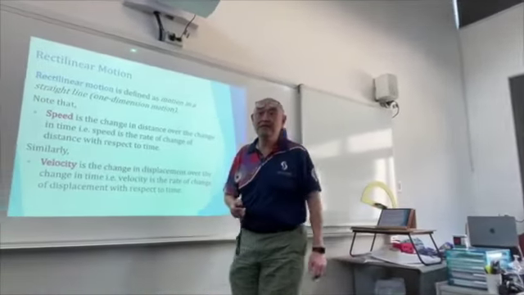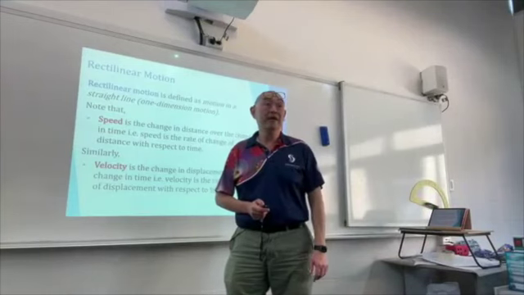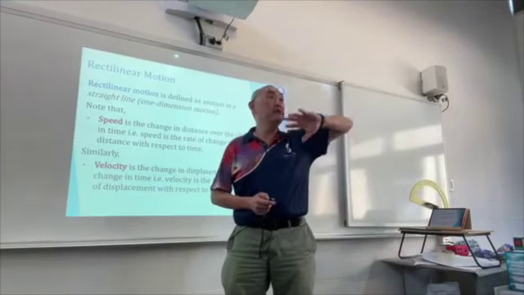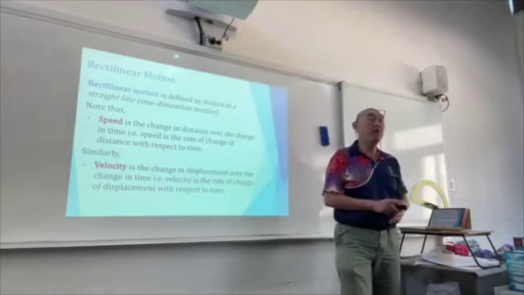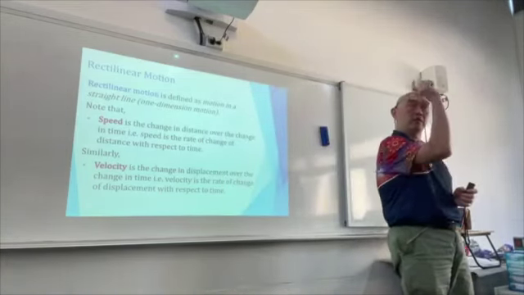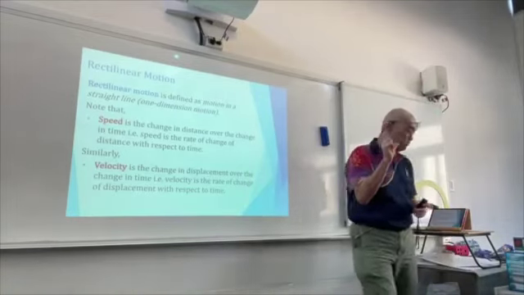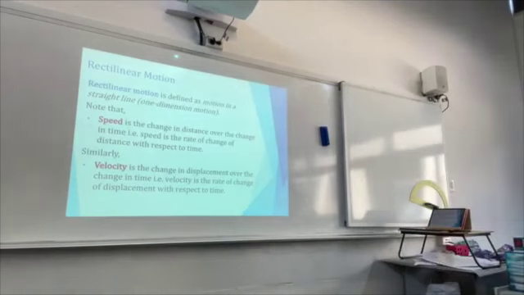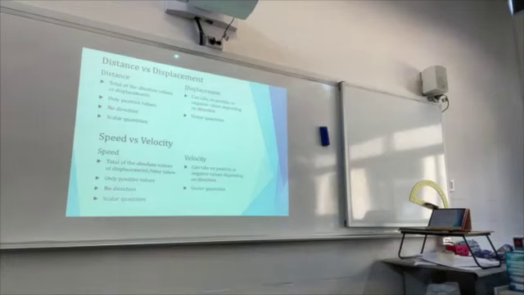I hope that really clarifies the difference between displacement and distance, because you really need to know that concept well, and you need to know the concept of velocity versus speed. Now, distance versus displacement. Distance is the total of the absolute values of displacement. It has only positive values, there's no direction, and it's a scalar quantity. Whereas displacement can take on positive or negative values depending on direction.